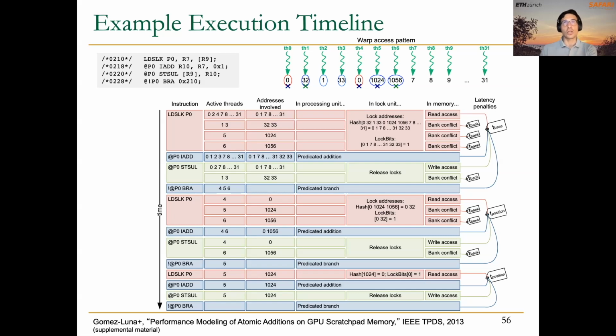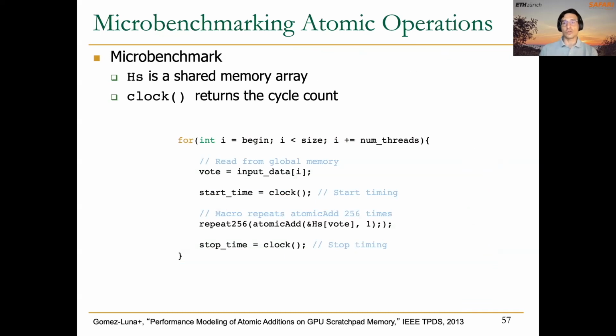So here you see the detailed execution timeline for this implementation of the atomic operations, and we analyzed that in a lot of detail using different micro benchmarks. This is one of the micro benchmarks that we use. Observe that we are using this clock function that returns the cycle count, and we are repeating the atomic operation multiple times in order to average the measured latency and obtain more reliable results with our micro benchmark.